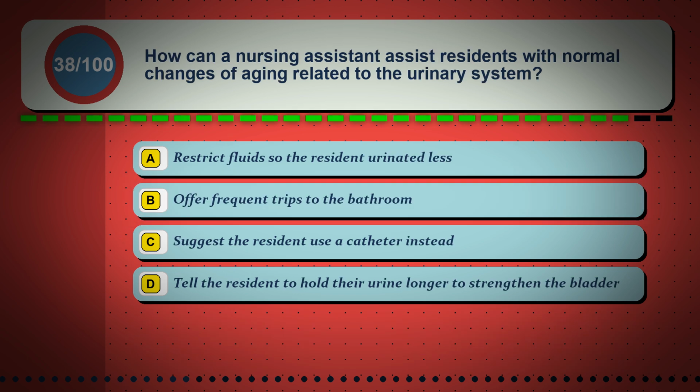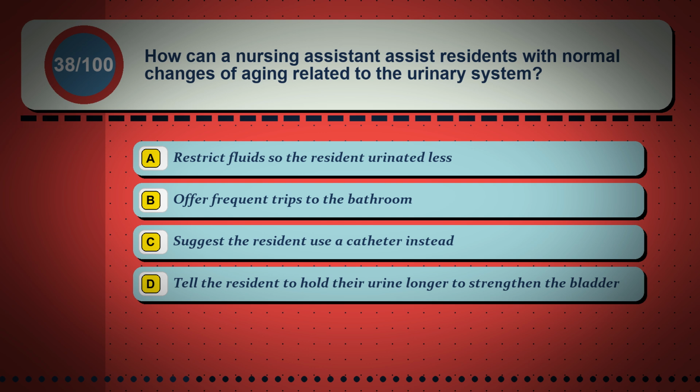Question 38. How can a nursing assistant assist residents with normal changes of aging related to the urinary system? Option A, restrict fluids so the resident urinates less. Option B, offer frequent trips to the bathroom. Option C, suggest the resident use a catheter instead. Option D, tell the resident to hold their urine longer to strengthen the bladder.